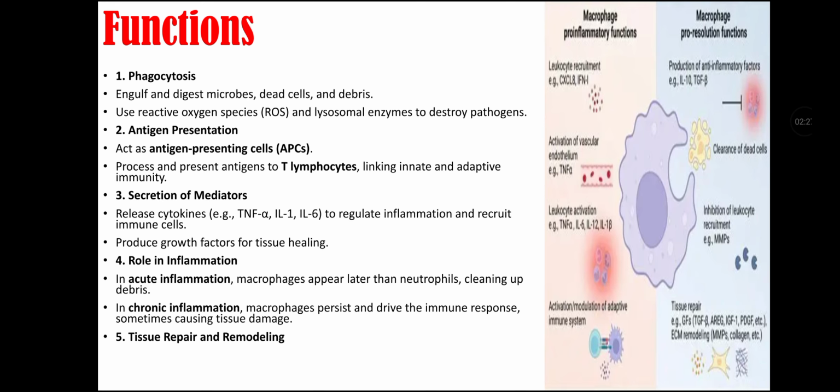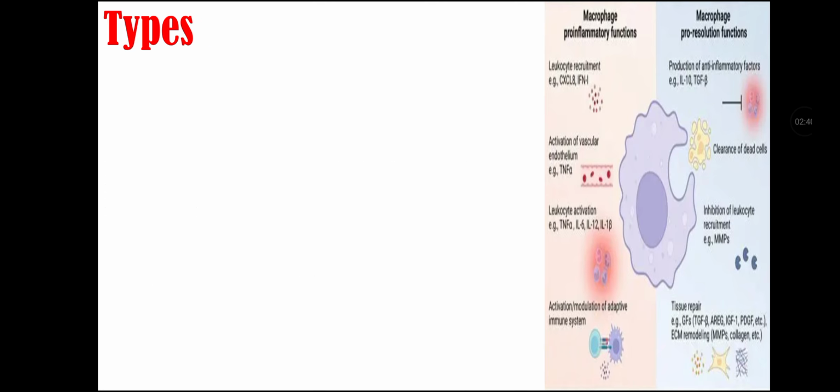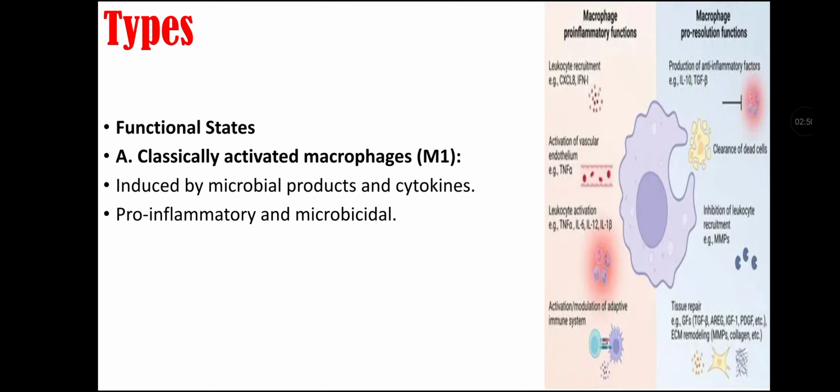Fifth function is tissue repair and remodeling, as macrophages stimulate angiogenesis, that is, new blood vessel formation, and they also promote fibroblast activity and collagen deposition for wound healing. Types of macrophages. On the basis of functional states, they are divided into classically activated macrophages, as they are induced by microbial products and cytokines, and they are pro-inflammatory and microbicidal macrophages.